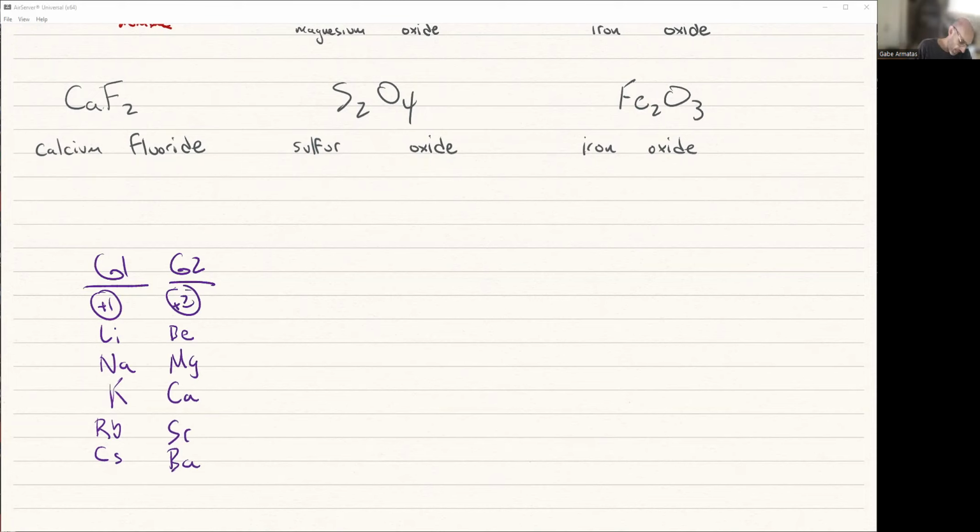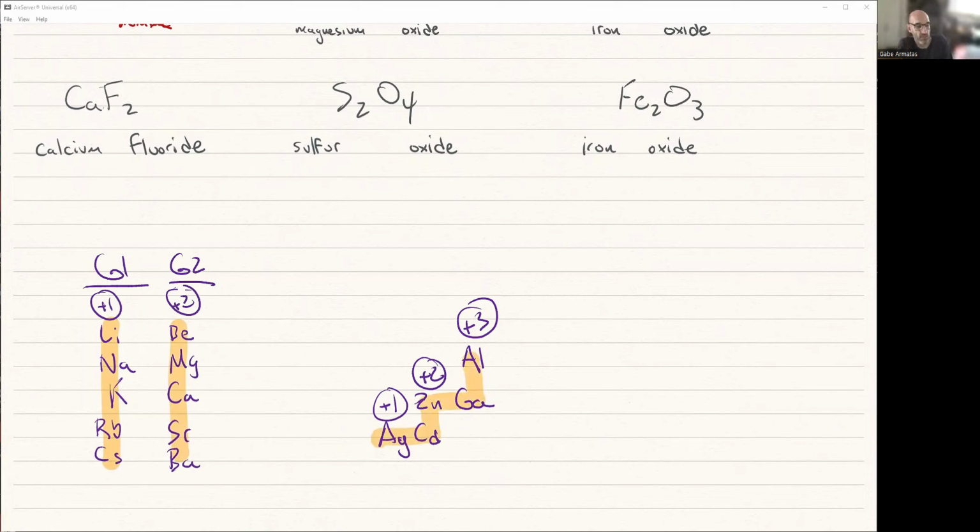There's also another set. If you look directly across from magnesium, you're going to see aluminum. Aluminum has a +3 charge all the time. It also has a fixed charge. In fact, aluminum and the one below it, gallium, have a fixed charge. And then if you look to the left of gallium, I've got zinc and cadmium. Both have a +2 charge. And then if you look to the left of cadmium, you're going to see silver, which has a +1 charge. So these, group 1, group 2, and that little staircase starting with aluminum all have fixed charges.